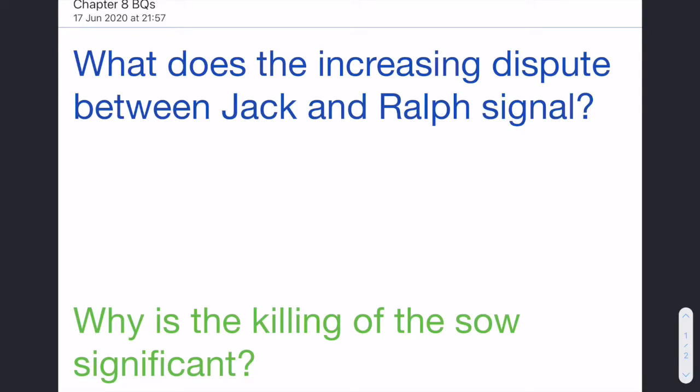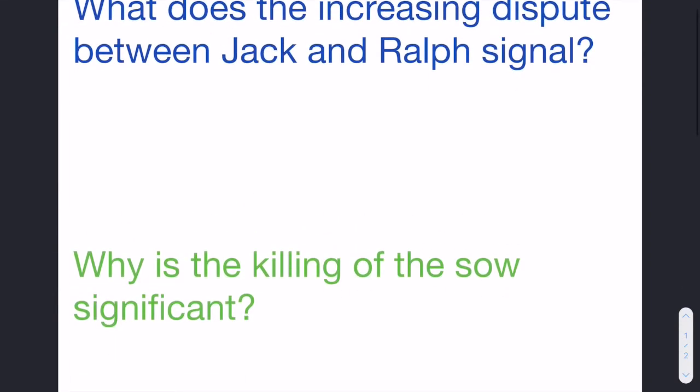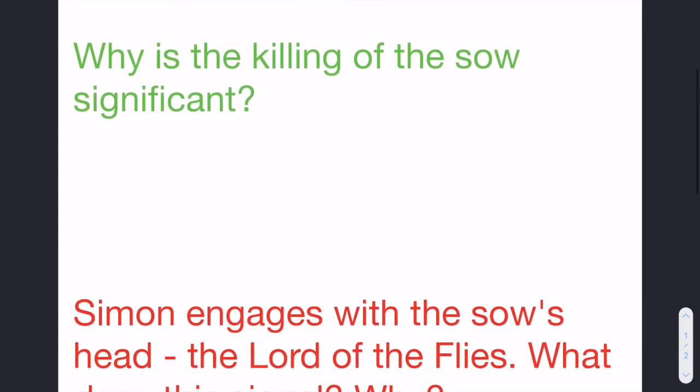It allows Jack's authoritarian nature to come out more fully and completely, and it's also a signal to us of the increasingly rapid failure of democracy and democratic values. And of course, Golding is showing us the risks of that. And that takes us into the killing of the sow, because the dispute between Jack and Ralph has been just as much about the fire and hunting.